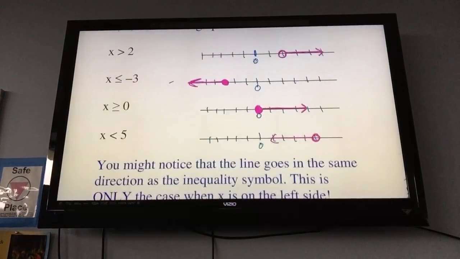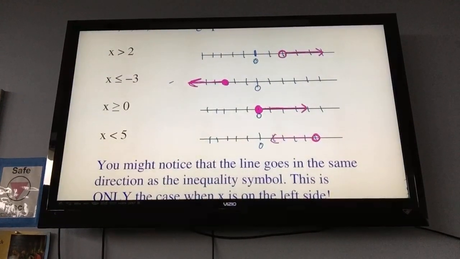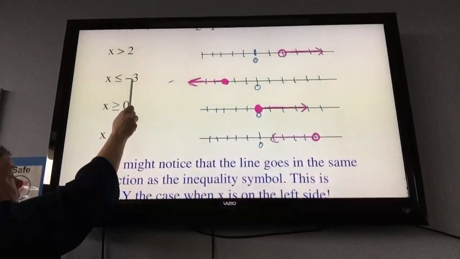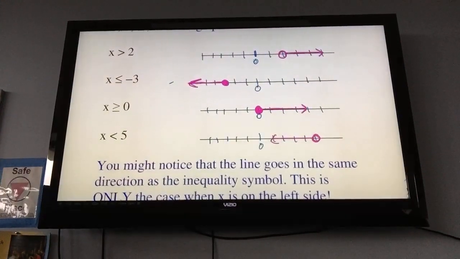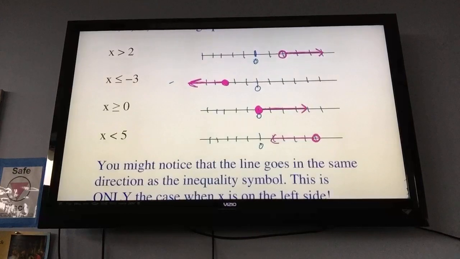Okay, so we had some good questions as I was doing those. How do you determine when the circle is open or closed? Anybody know what the answer is? Yes. Because there's a line under the symbol. So this symbol is less than or equal to -3, which means -3 is included. And if it says greater than or equal to 0, then that means 0 is included.